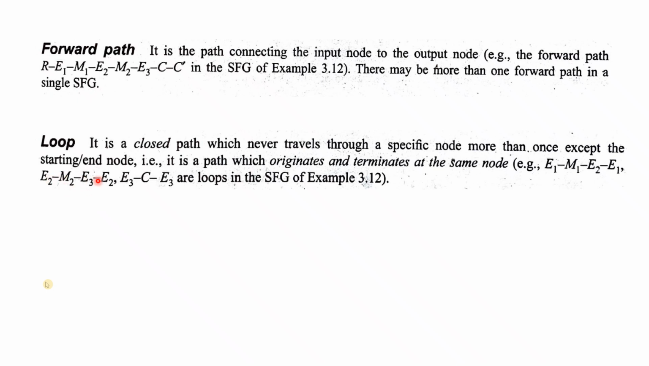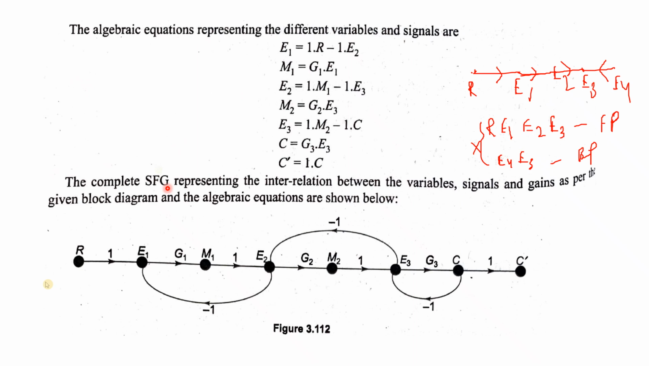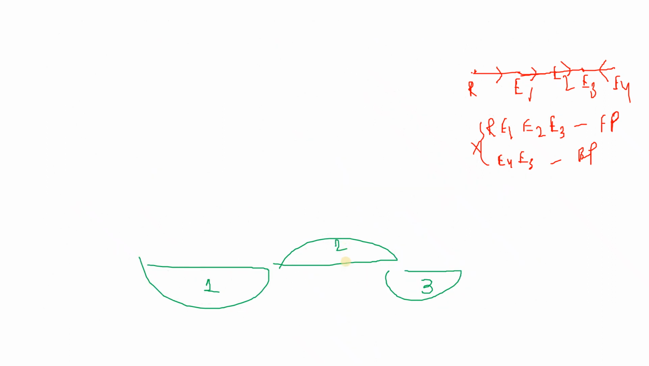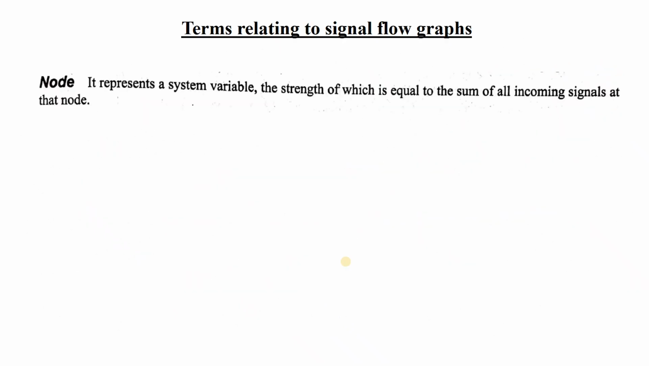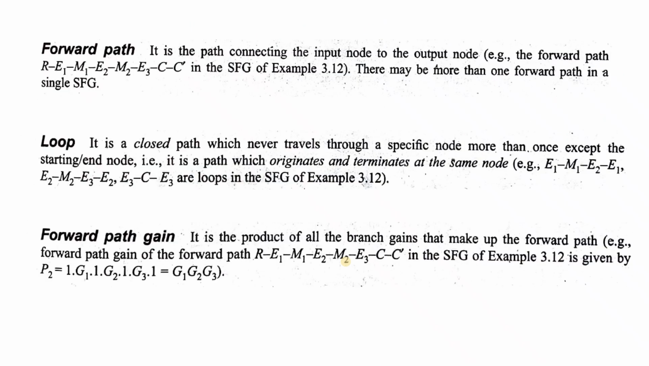Another loop is E2 M2 E3 E2. This is the second loop. So this one is loop number 1, this is loop number 2, and E3 C and E3 is loop number 3. This is also one loop. So three loops are there in this particular SFG.